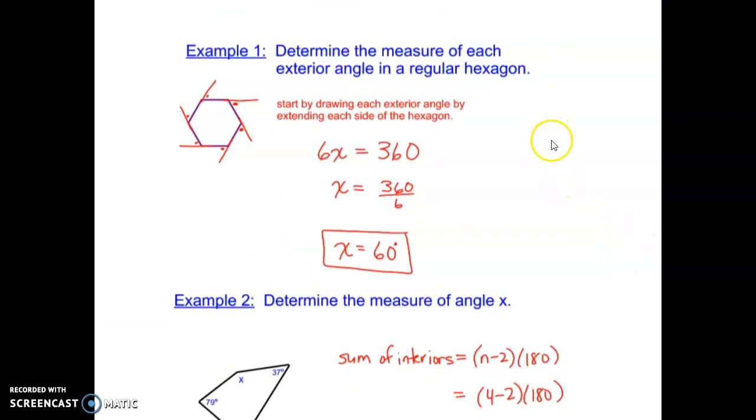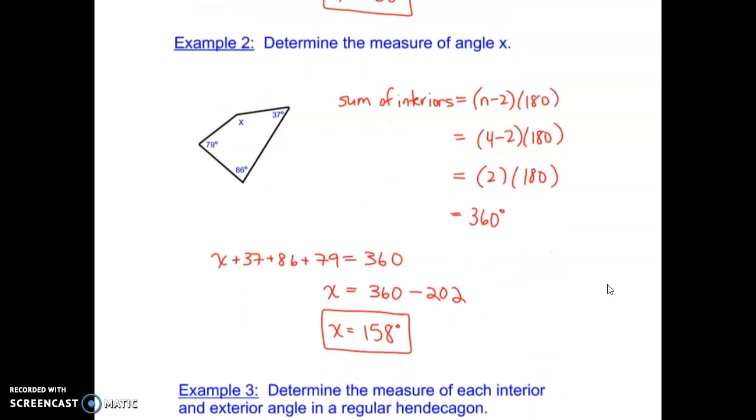Example 1, determine the measure of each exterior angle in a regular hexagon. So I've got 6 sides. I'm going to extend my 6 sides, and I now have 6 exterior angles. I know that these exterior angles have a sum of 360 degrees, always. So that means if I call one angle x, 6x, when I add them together, equals 360 degrees. Divide by 6, x equals 60 degrees. So each one of these angles measures 60 degrees.